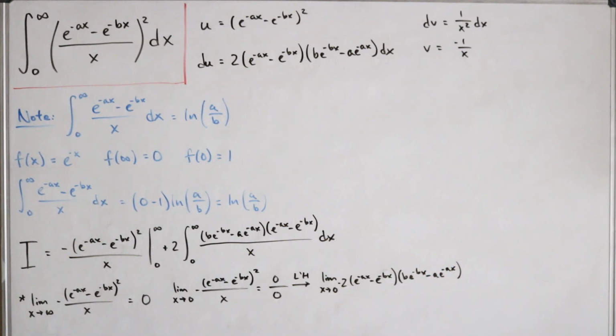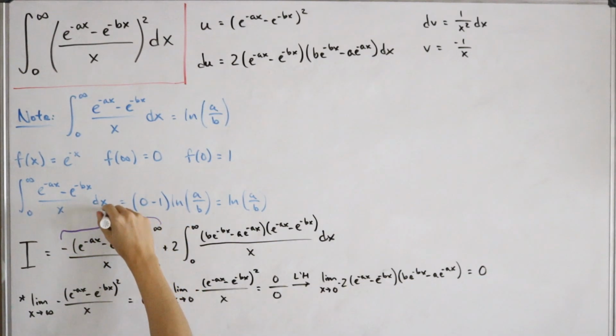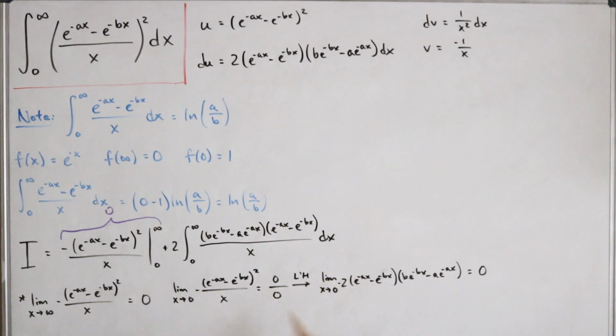And then multiply by b e^(-bx), then subtract a e^(-ax). Now, if I plug in 0, that's just going to be a 1 and a 1, so that's just 0 over here. So that whole thing is going to approach 0. Therefore, this value over here is simply going to be 0. At least that narrows everything down and makes things a little bit easier. So now all we're left with is evaluating our integral over here.